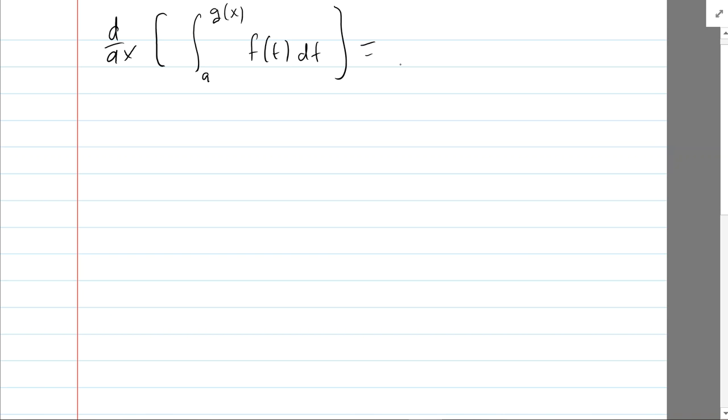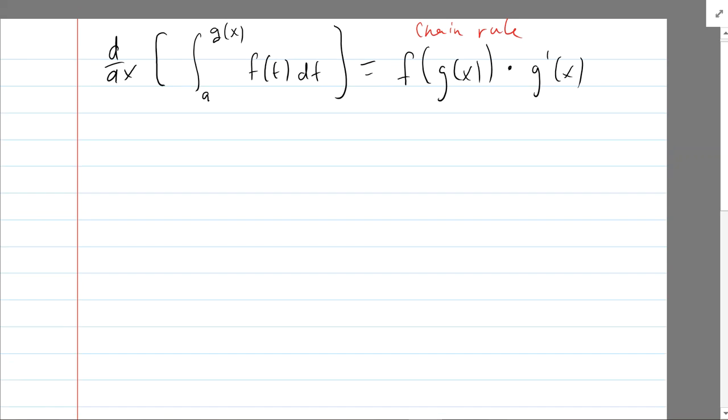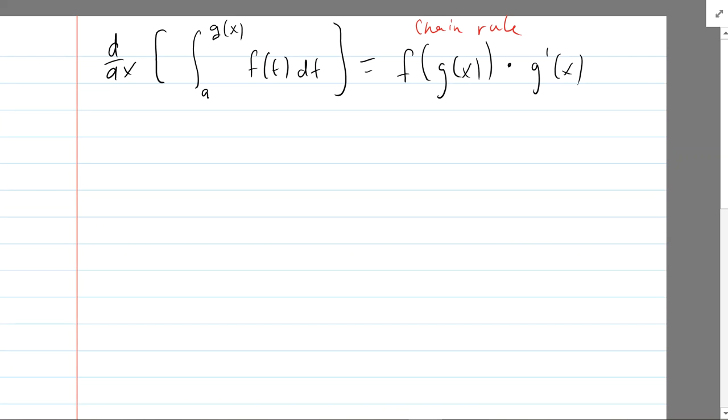It is going to be chain rule, and it's going to be the function. You're going to get back to it, but you're going to have stuck in that function that's part of the limits of integration times the derivative of the inside stuff, which means you're just doing chain rule. And I showed you why, and even if you don't remember why, can you remember this? Can you memorize that? Because that's what you need to memorize.